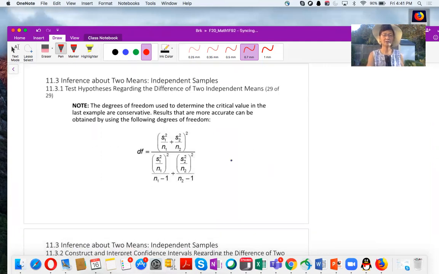There's a little note here. The degree of freedom used to determine the critical value: we use the smaller of n1 minus 1, n2 minus 1. Okay? If you want to get a more accurate result, you can use this formula to calculate degree of freedom.